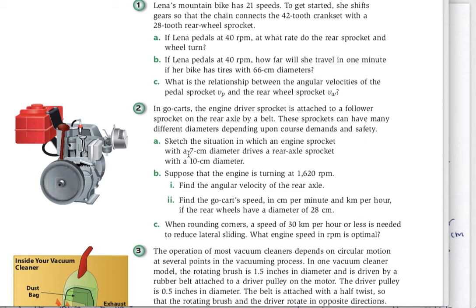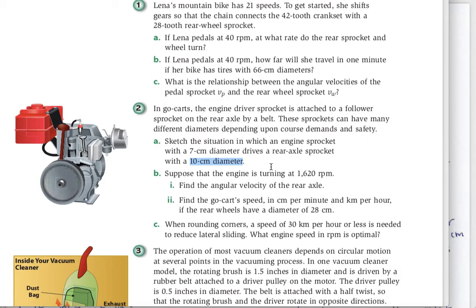that Dielman's going through? So in number 2, we've got the engine that has a diameter of 7 centimeters, and we've got the rear axle that has a diameter of 10 centimeters. First, what's the relationship between the two of them? One rotation of the engine sprocket is obviously going to occur at a more rapid pace than the rotations of a rear axle because the rear axle is bigger. So it's going to take longer for the rear axle to rotate than it will the engine sprocket.